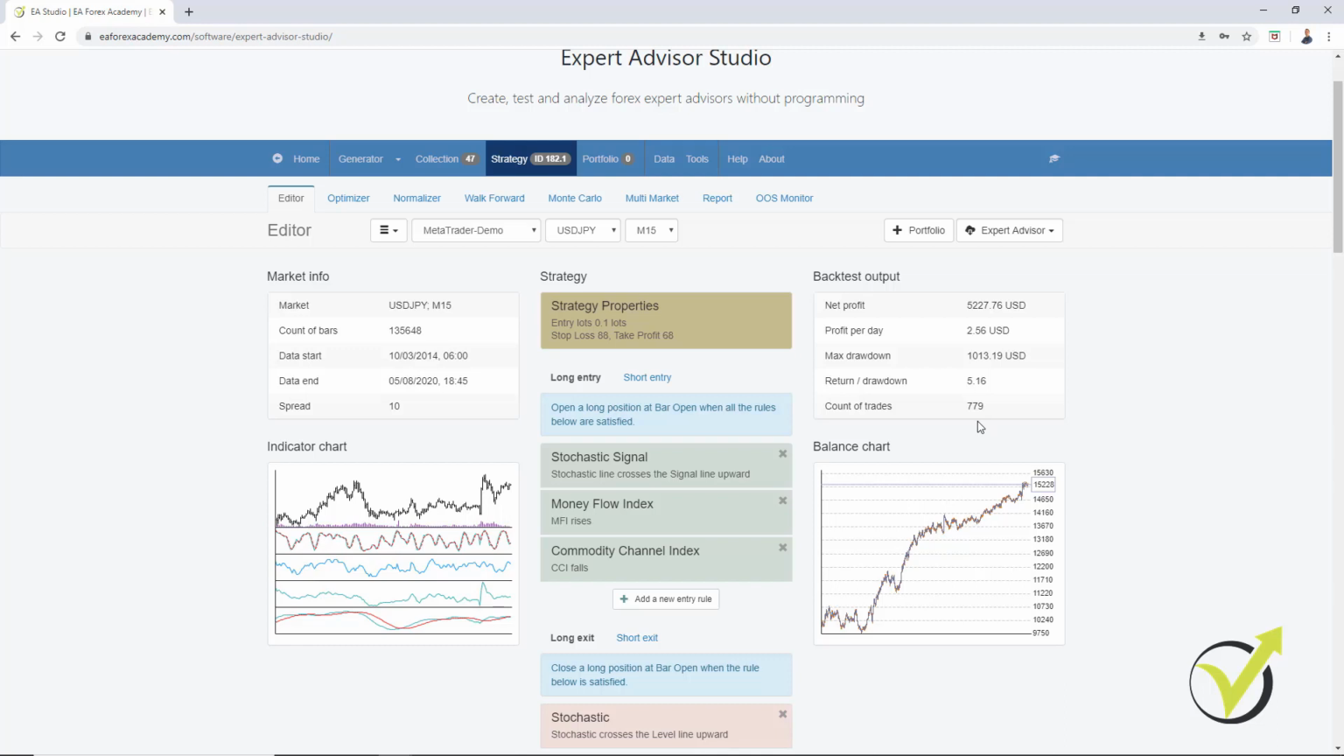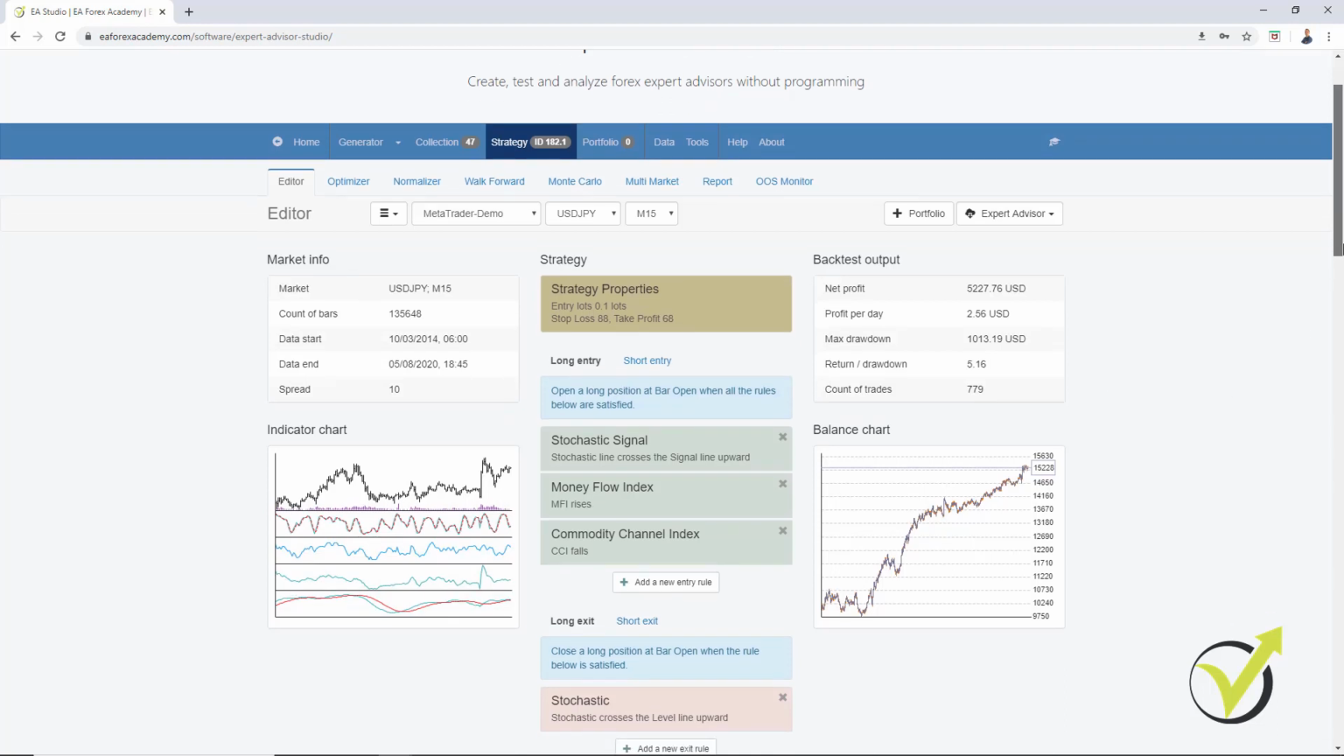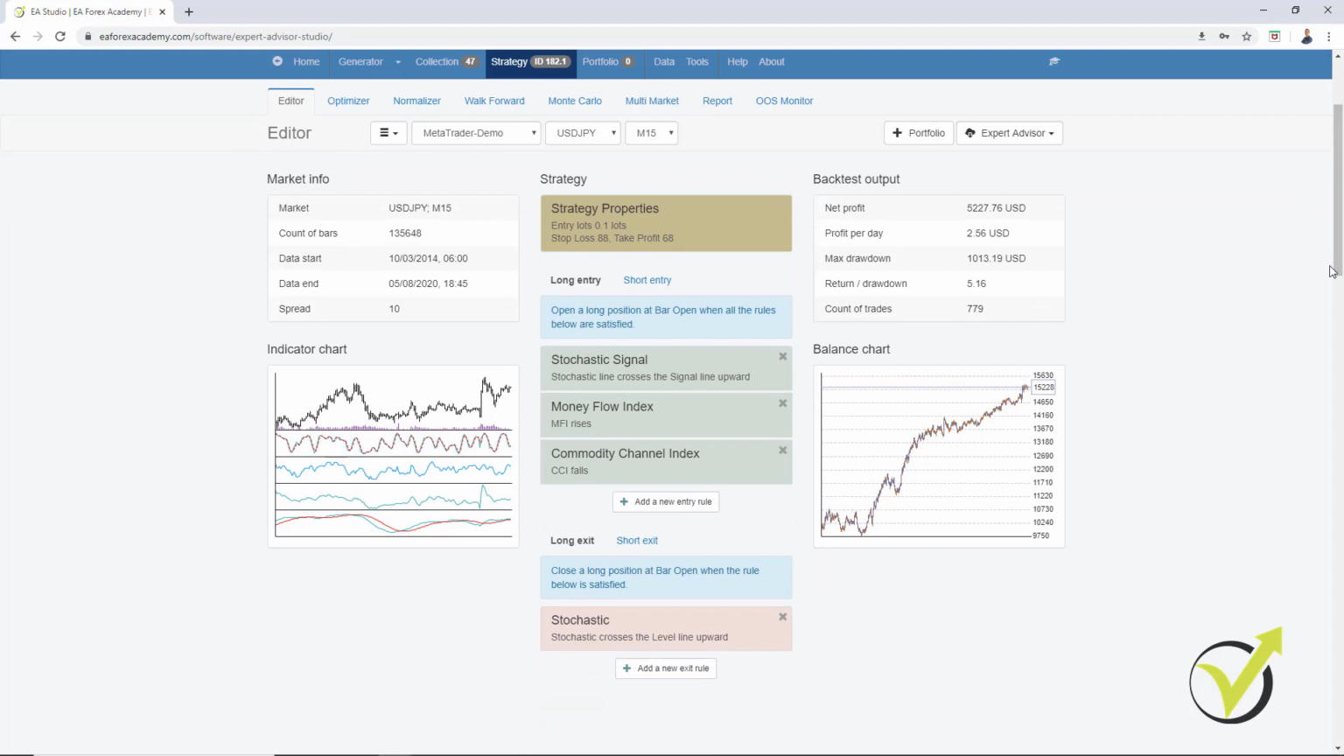The more trades we have, the more robust the strategy, because we don't want to depend our trading on a strategy that opened just a couple of trades, because first it's not an active strategy, and second the statistic is not reliable. But 779 is a good number, so I can rely on this stochastic trading strategy. And now let's have a look at the details.